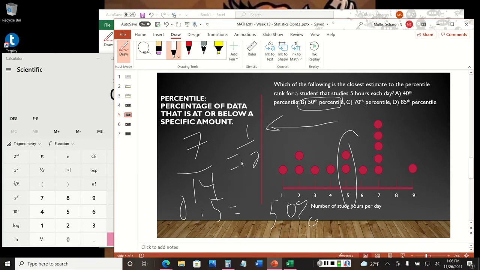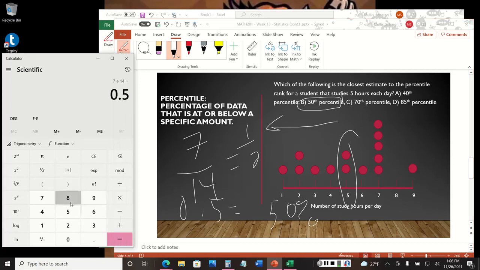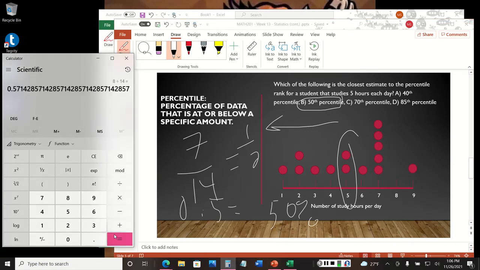So if we decided to say 6 hours was our threshold, then we would include the student or the data point for the 6 hour and everything below that. So instead of 7/14, we will have 8/14. If we divided 8 divided by 14, we get the 57th percentile. So that's how you figure out the percentile.